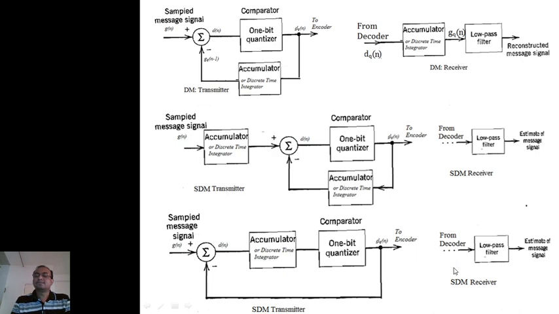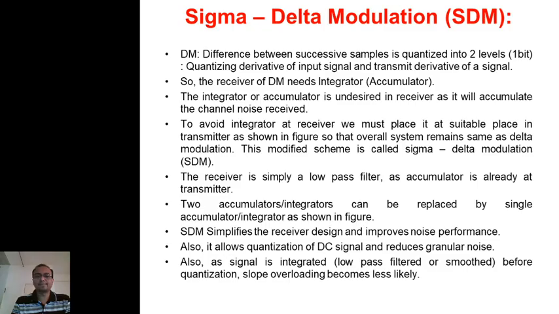Also, the granular noise and slope overload will be taken care of here. We are not going to analyze it, but that will also be taken care of. So it avoids most of the problems of delta modulation, and it is also very simple. It gives the greatest reduction in the bandwidth. So practically this SDM is very useful in high data rate systems. All these things are explained in this slide.